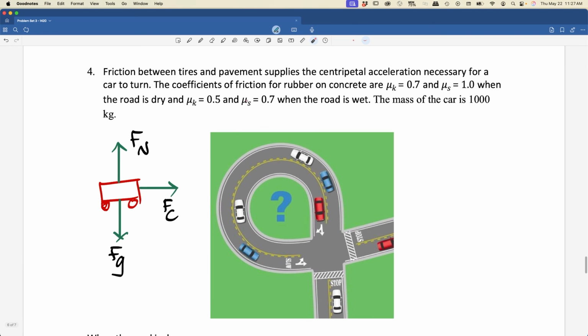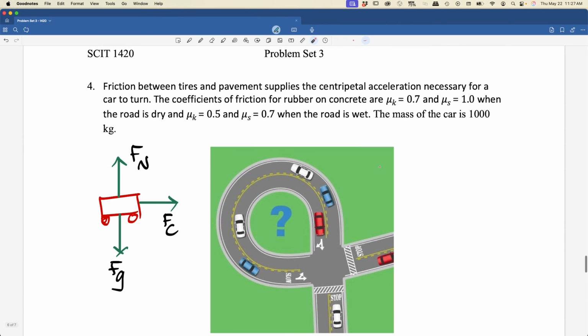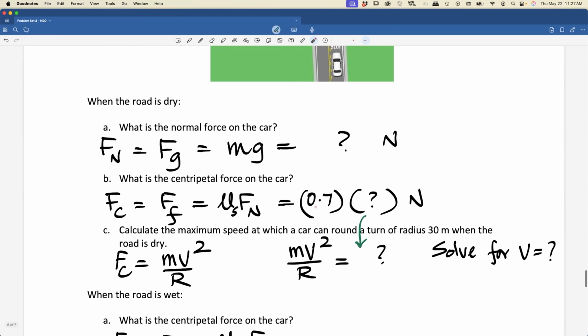When the road is dry, static friction is 1.0. So I have used the wrong number. Please use 1.0 here. It should be 1.0. Coefficient of static friction when it is dry is 1.0. So use 1.0 times the normal force which you got from here, okay? And you would get that. Okay, I've changed that now. It's 1.0 times whatever you got here.